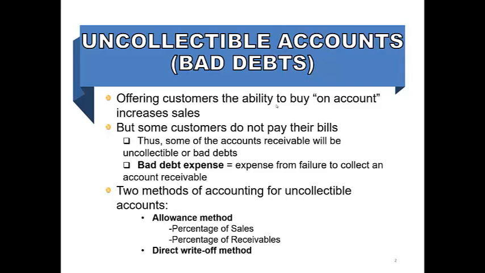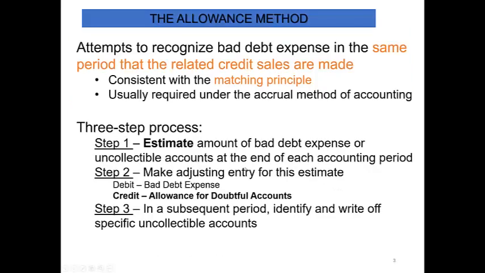So we are going to be looking at two methods of accounting for uncollectible accounts. The first one is the allowance method, and notice that there are two ways of accounting for bad debt using the allowance method. One is the percentage of sales and the other is the percentage of receivables. And then there is the direct write-off method.